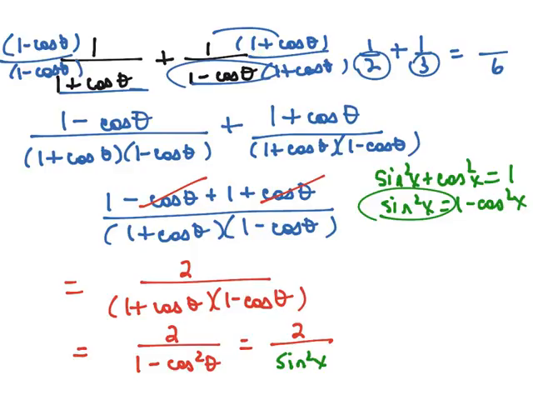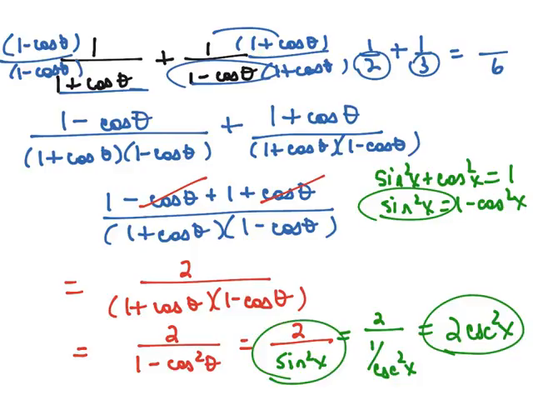It's simplified. Or we could also remember that a sine squared, as reciprocal of that, is a cosecant squared. So this is the same thing as 2 over 1 over the cosecant squared of x, which is equal to 2 cosecant squared. So this would be an acceptable answer to this problem.